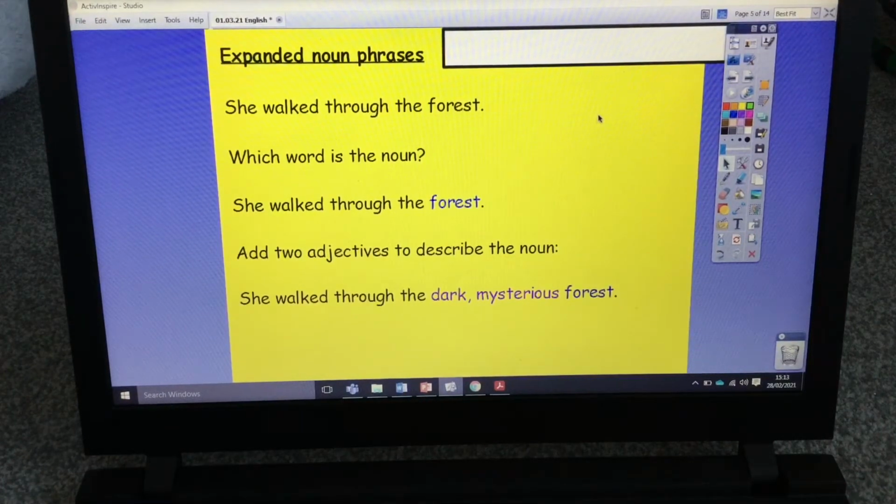Now to add an expanded noun phrase to our sentence, we need to add 2 adjectives to describe the noun. So if our noun is forest, we need to add 2 adjectives before forest to describe it. So she walked through the dark, mysterious forest would be an example.